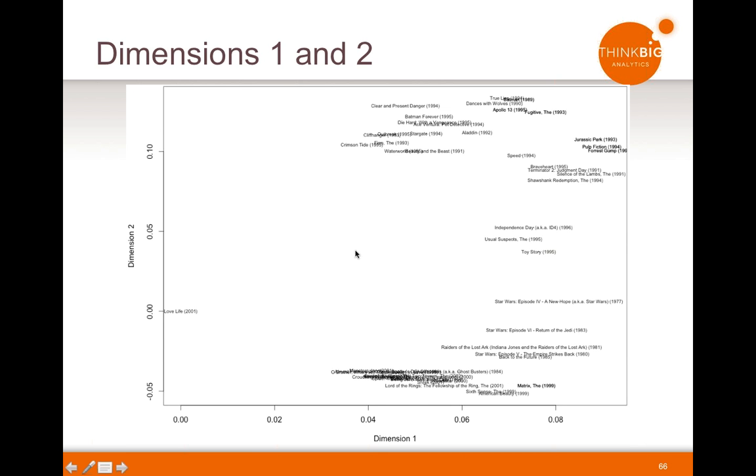So dimensions 1 and 2. If this is dimension 1, remember from the picture what we found: typically the first dimension is just telling you, is this a dark column or a light column, a dark row or a light row? In this case, I'm not looking at the users, I'm looking at the movies. But the first dimension is generally telling you, is this a movie that got watched a lot, or is this a movie that never got watched?